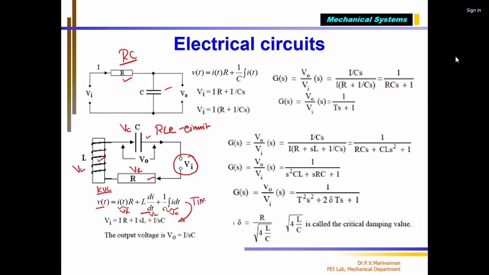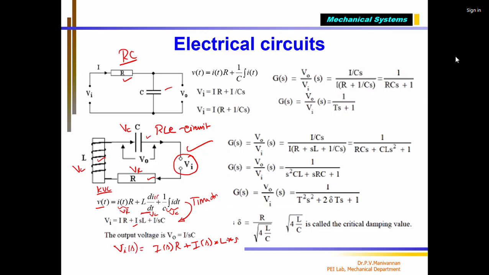This is the time domain. First, if you are asked to draw this circuit, start drawing the RLC circuit. Then you have to write the KVL in terms of the time domain equation. Then you have to convert to the Laplace domain. Here it is written directly, but if you want to write it properly, you say V of I of S equal to I of S into R plus I of S into L into S.